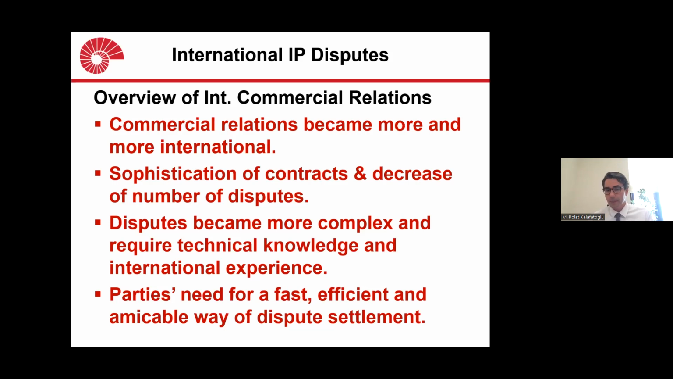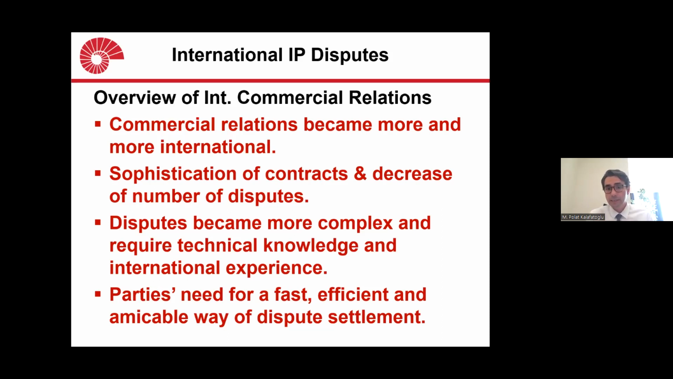IP disputes. But in this international commercial relationship framework, we can also say that the parties to the contract or parties to the dispute need a fast, efficient, and amicable way of dispute settlement, especially an amicable way of dispute settlement. So this is the general picture for international commercial disputes, or international commercial relations.